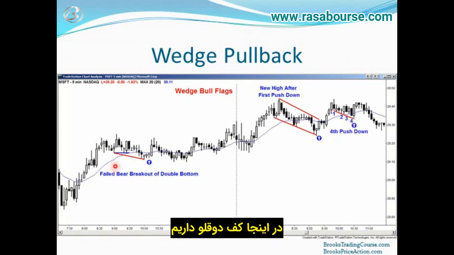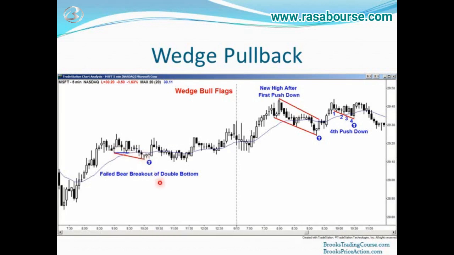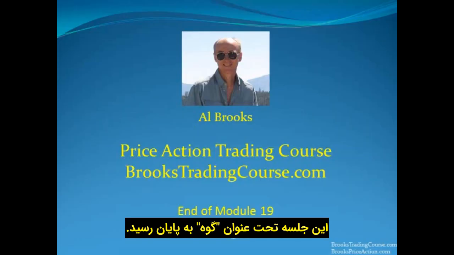You have a double bottom and a bear breakout, so three pushes down. One, and then the double bottom is two, and the breakout is three. The failed breakout is functionally the same as a wedge bottom. And that's the end of the module on wedges.